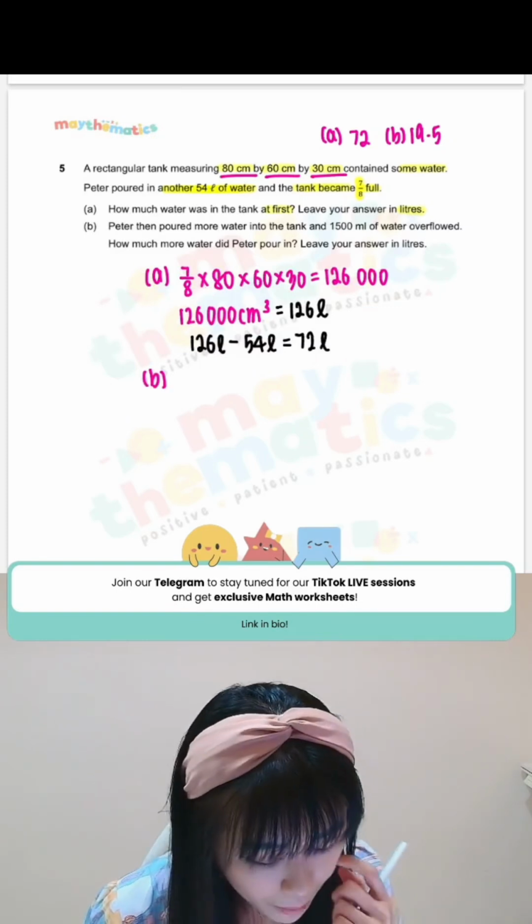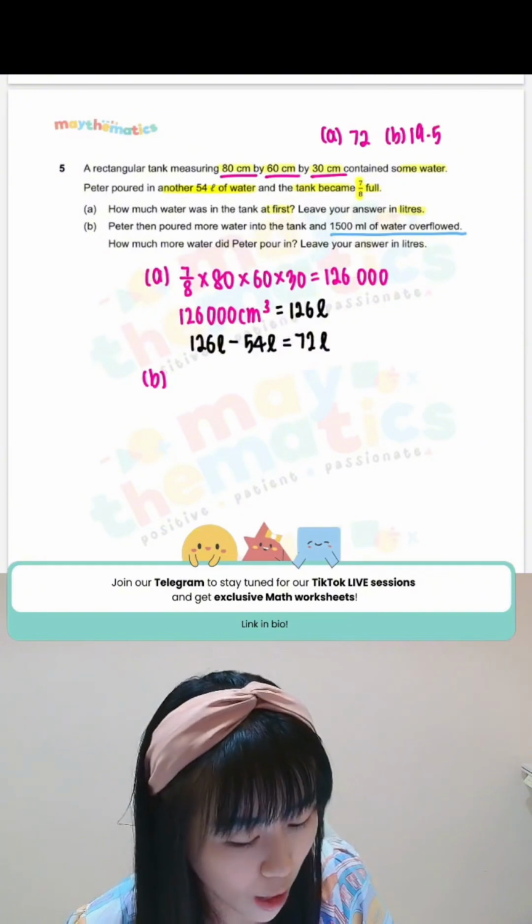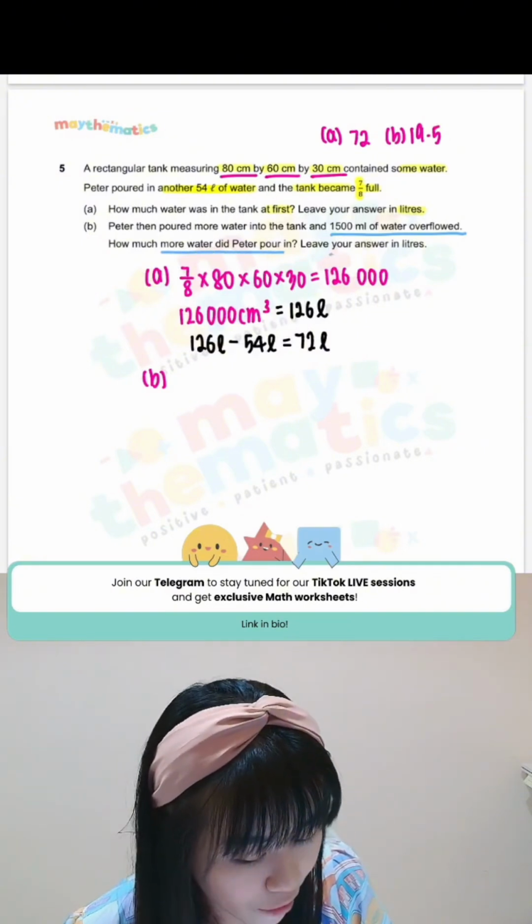That's right. Peter then poured more water into the tank and 1500 ml of water overflowed. How much more water did Peter pour in? Leave your answer in liters.